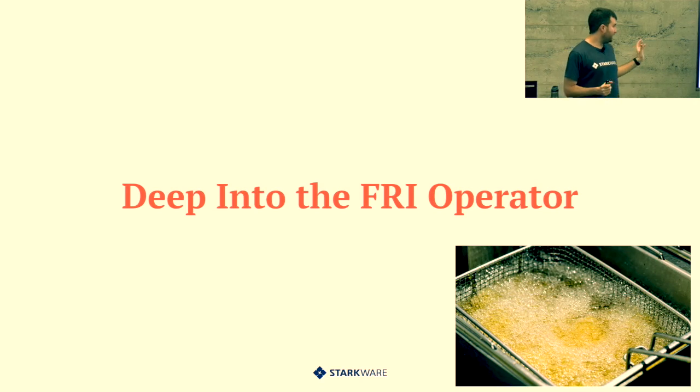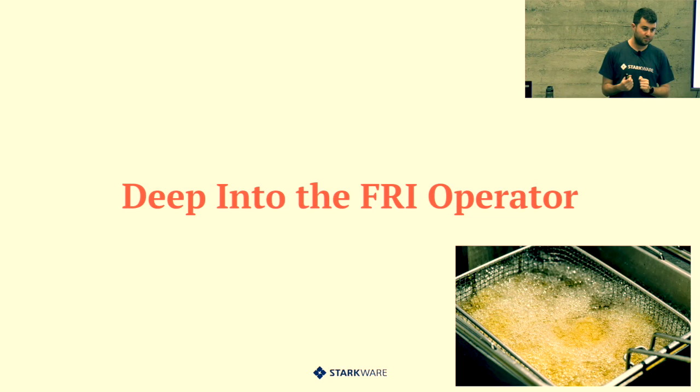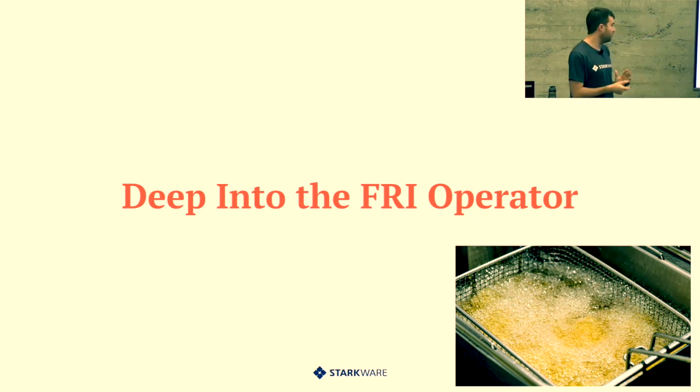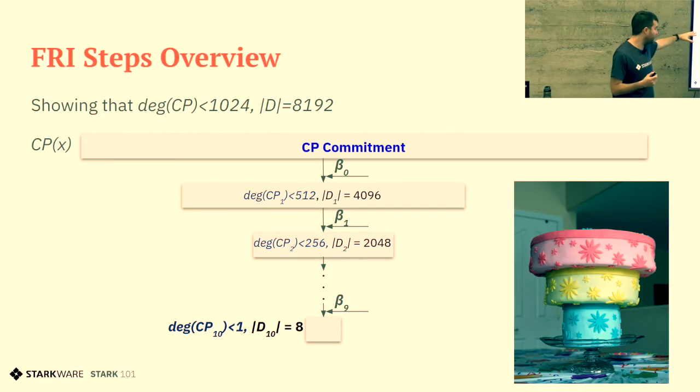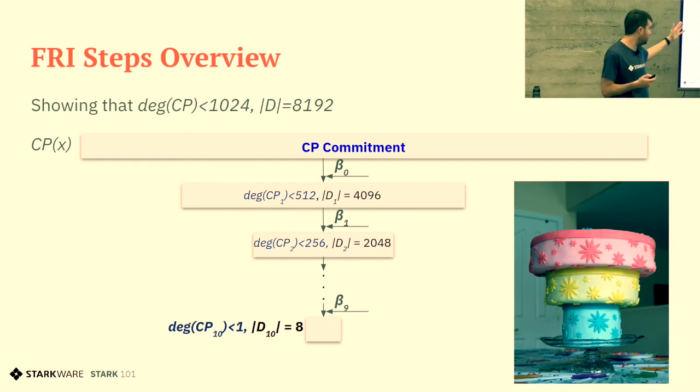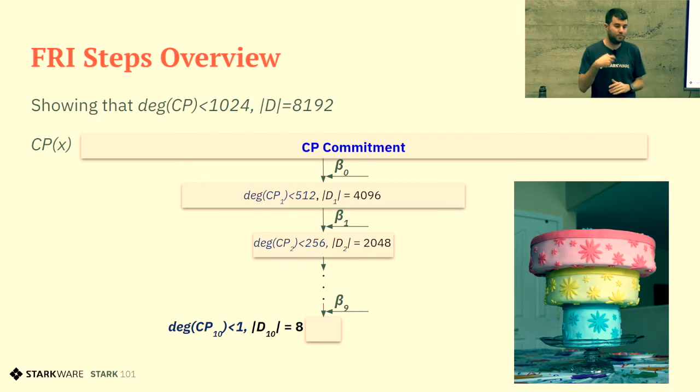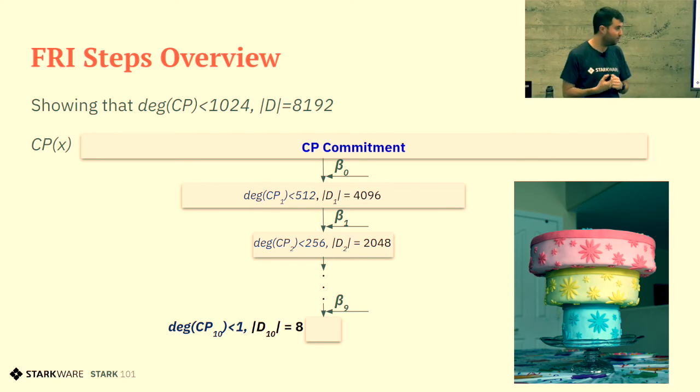So now we will dive deeply into the FRI operator, and we will understand how it operates. We only saw the motivation, and we still didn't understand how the verifier can be convinced that the prover didn't cheat him in those steps, how the verifier can later understand that the prover actually computed all the transitions correctly. And this will be covered in the next talk with me also.